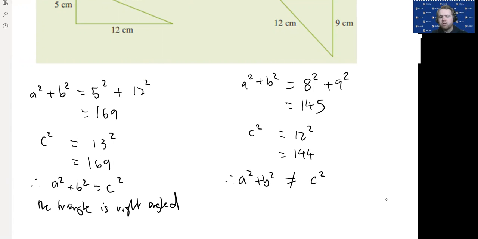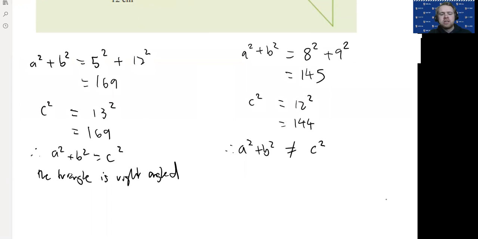That's our symbol for not equals: an equal sign with a line through it. And we can say the triangle is not right angled. Because we're really close, it's probably an angle very close to 90 degrees, in the 80s or 90s somewhere, but not exactly 90. And that's what we're looking for.